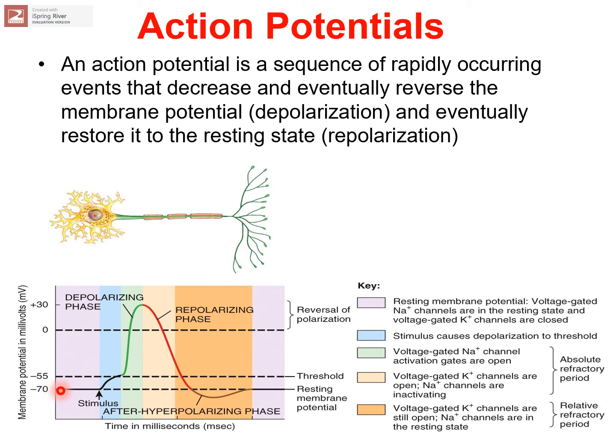When there's enough graded potential and the combined effect brings the voltage of the cell to negative 55, the voltage gated sodium channels open up, and hundreds and thousands of sodium ions rush into the cell. So when sodium rushes in, it causes depolarization. At a particular voltage, the sodium channels shut and the potassium channels open up.